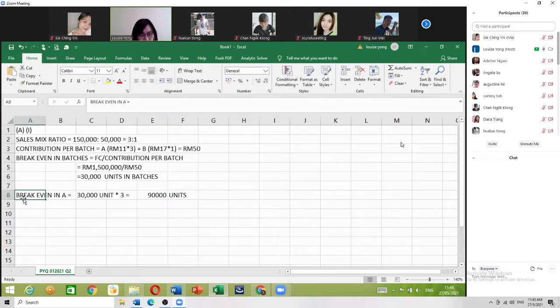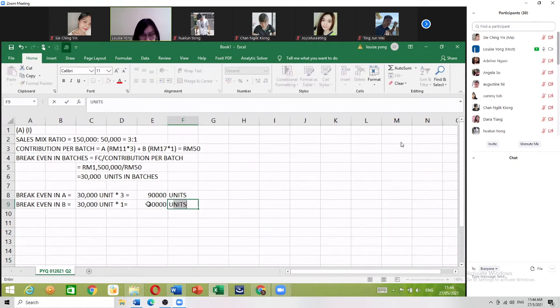Okay, so what is your break-even in B? How many units does B have to sell to break even? Okay, so 30,000 units. Its sales ratio is 1, right, times 1. What is the total break-even for the company?